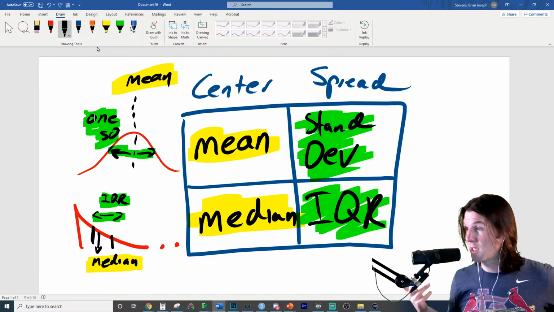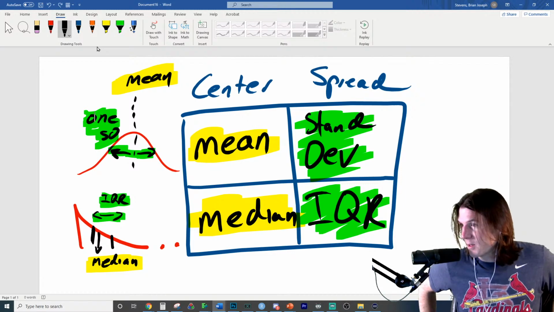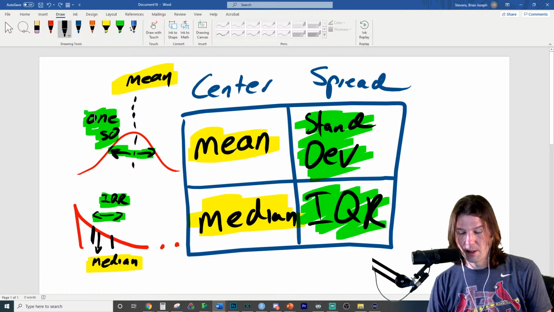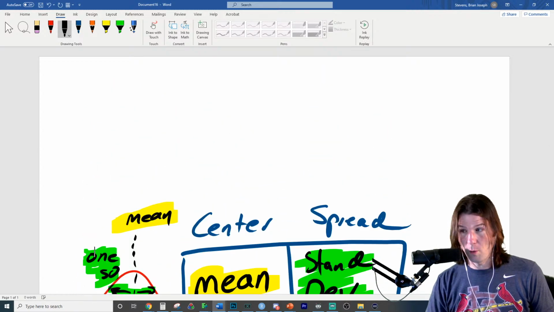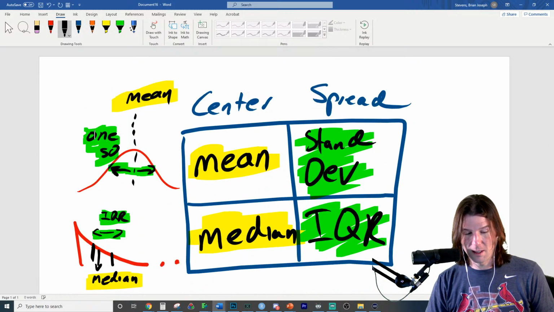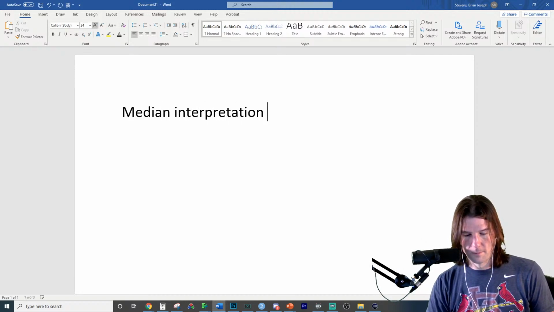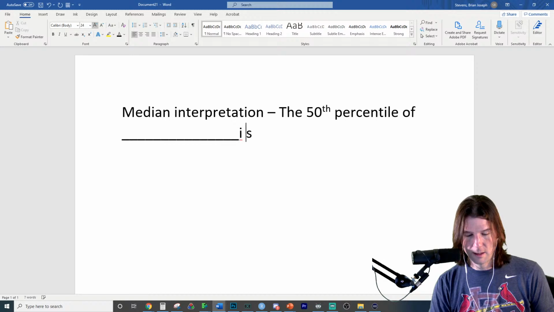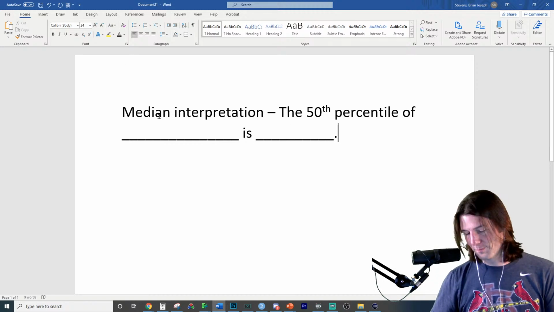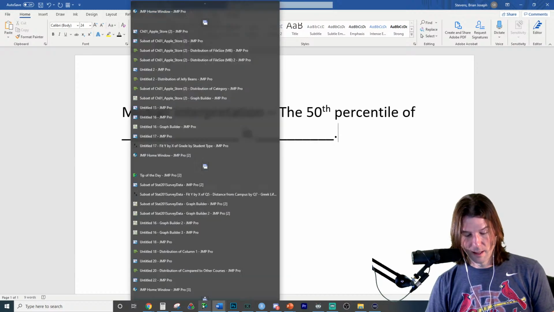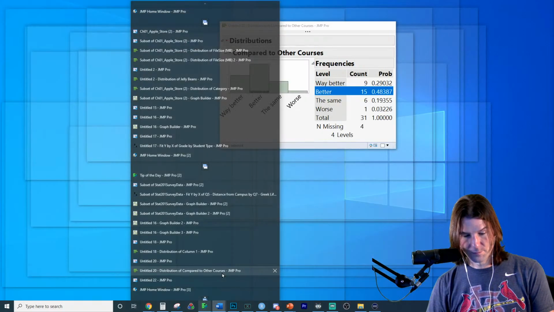So let's go into some interpretation right here. People are like, yes, let's interpret these things. So how would we interpret the median? I want to keep this good for today's class because it's a really good graphic. The median interpretation would be: the 50th percentile of blank is blank. I need help here. I need people to tell me how to interpret.